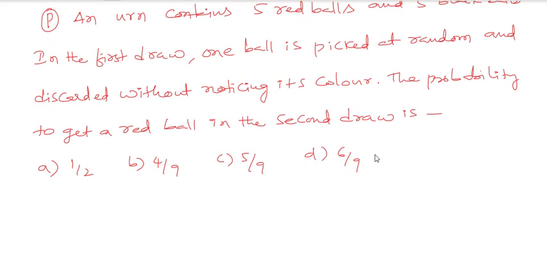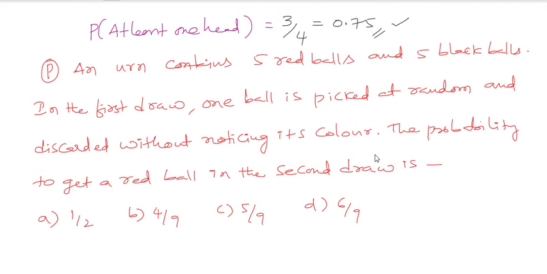An urn contains 5 red balls, 5 black balls. In the first draw, 1 ball is picked at random and discarded without noticing its color. So try to understand the question. Then they are asking that, they are not asking in the first draw. Directly they are going with respect to the probability to get a red ball in the second draw. So that means 2 times they draw the ball. Am I right or not?